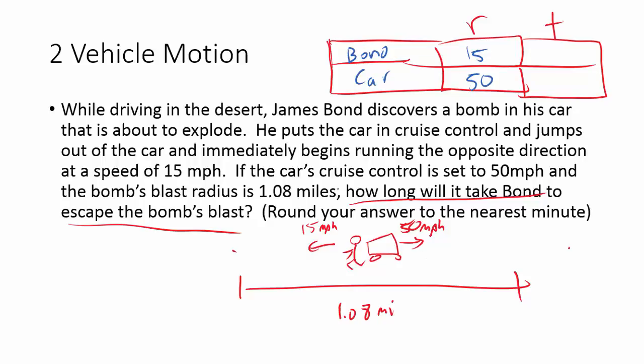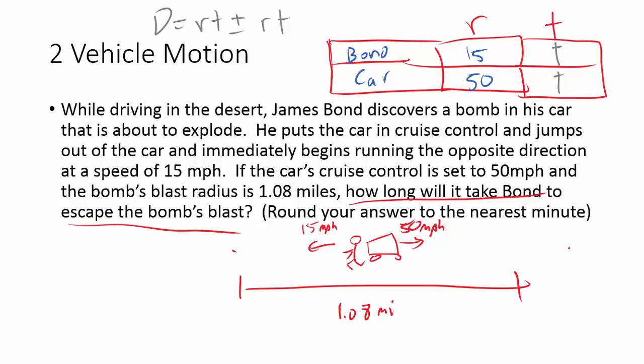And the time, if you look carefully, it says how long will it take Bond to escape the bomb's blast. We don't know the time, so we could either fill in an X here, or I'll fill in a T. It doesn't really matter what variable you use. Then I'm going to plug the rate and time into the equation: distance is equal to the rate times the time of the one vehicle, plus or minus, we're not sure which one yet, the rate times the time of the second vehicle.